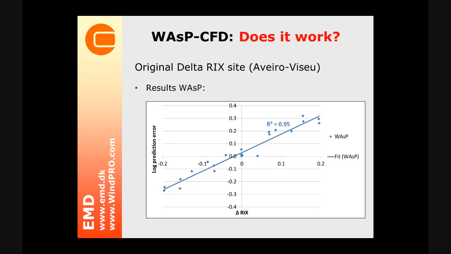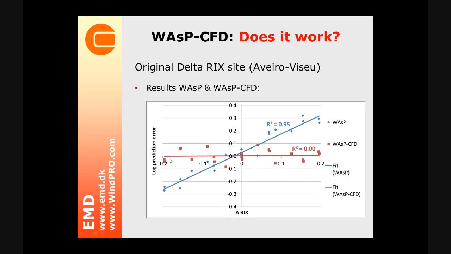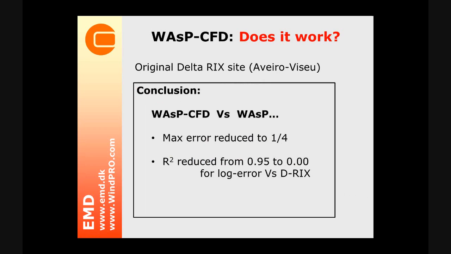So what if we do the same thing for WASP-CFD? We get these red dots, and what we notice immediately is that there is a very poor correlation between the difference in terrain complexity and the cross prediction error. Actually, if you make a linear fit, it's horizontal. So if we are to conclude on this classical case, we see that first of all the maximum cross prediction errors, when you compare WASP-CFD to WASP, reduce to just a quarter, and this strong correlation with the difference in terrain complexity between the two masts that you cross predict between is fully relieved.